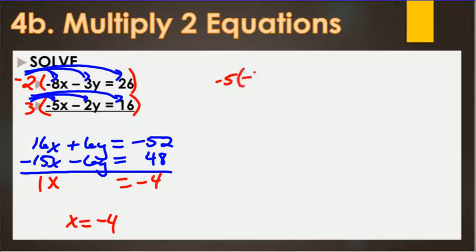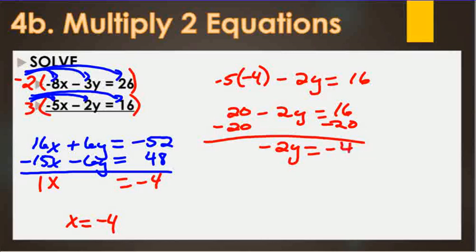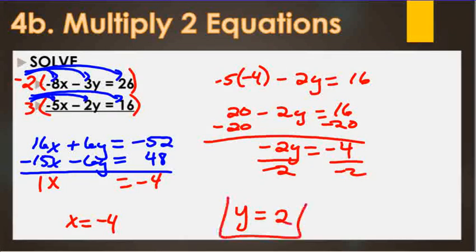So negative 5 times negative 4 minus 2y equals 16. So 20 minus 2y equals 16. Subtract 20 on both sides. Negative 2y equals negative 4. To get y by itself, I divide by negative 2. Y would equal a positive 2.